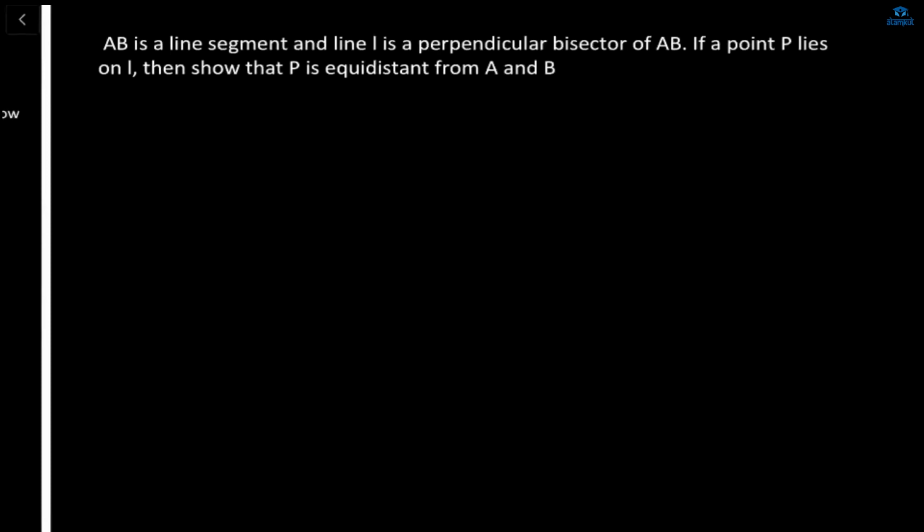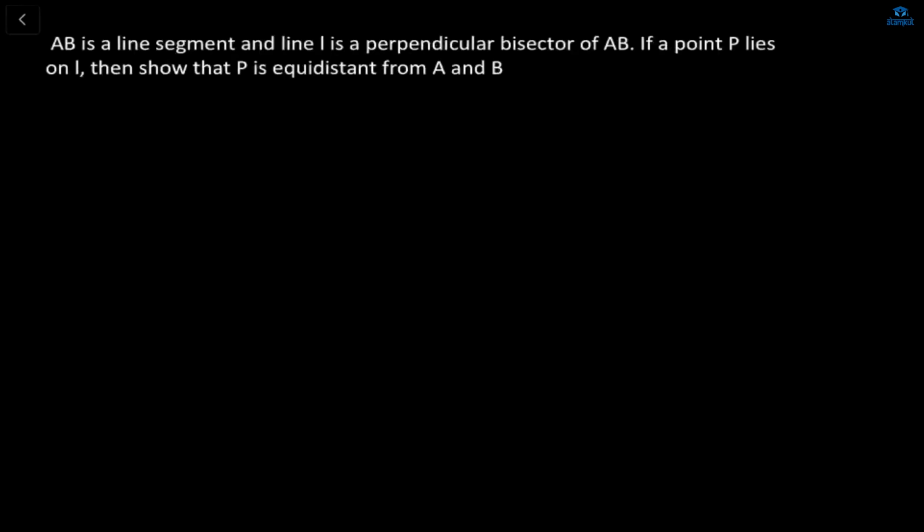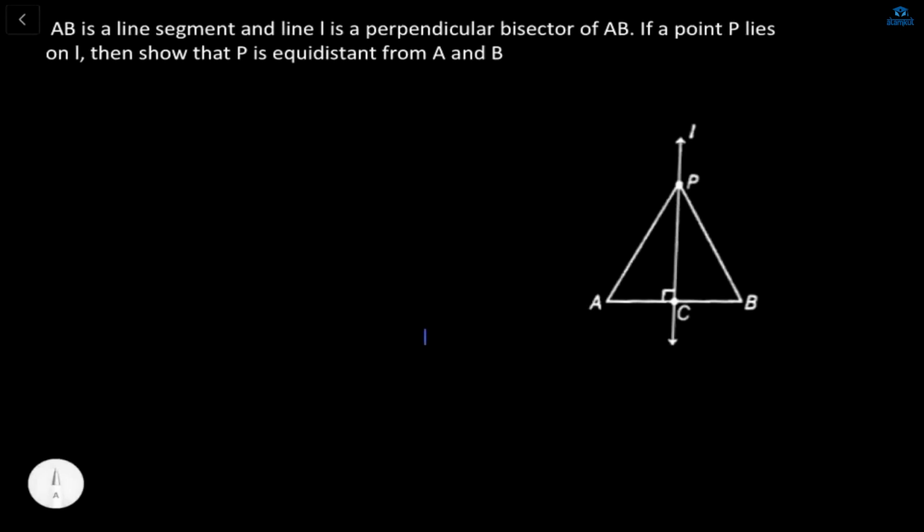AB is a line segment and line L is perpendicular bisector of AB. If point P lies on L, then show that P is equidistant from A and B. I'll copy the figure also. Now you have to tell how you are going to solve it.